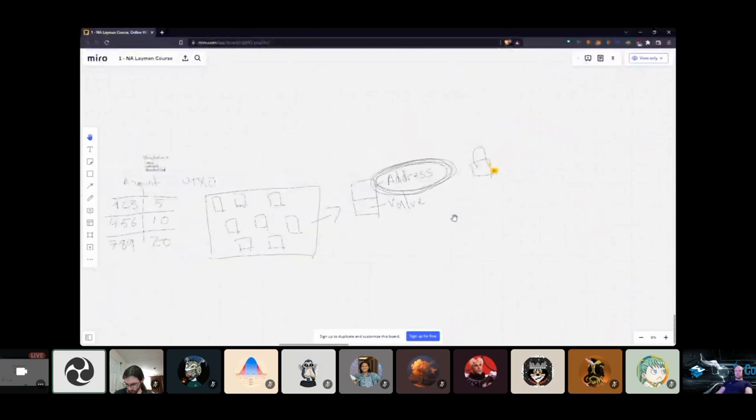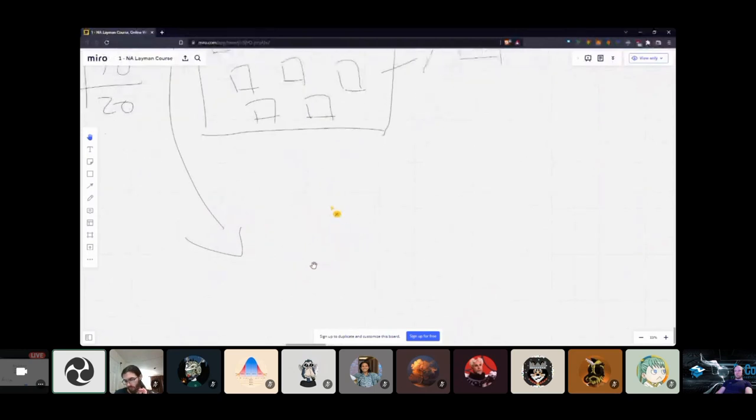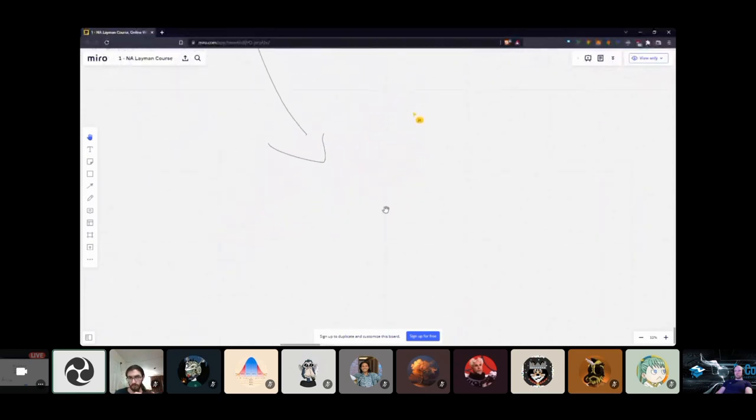But in the eUTxO model, let's go down here. So how does eUTxO differ from UTXO? What does it add to UTXO? That was actually something that was asked of you to look into for your first homework. So can anybody give me a few points about what's different about eUTxO? What does it add? How does it extend the UTXO model?